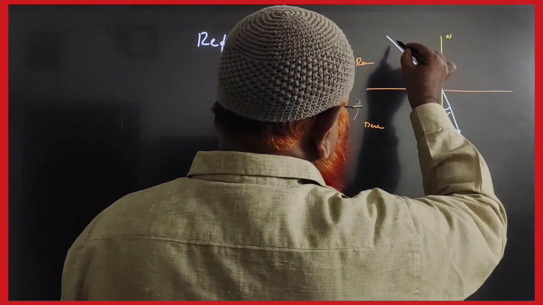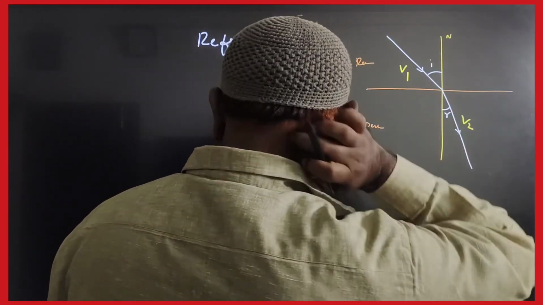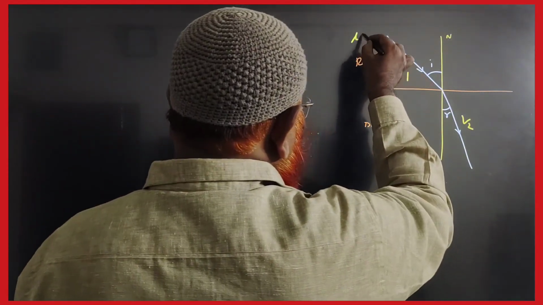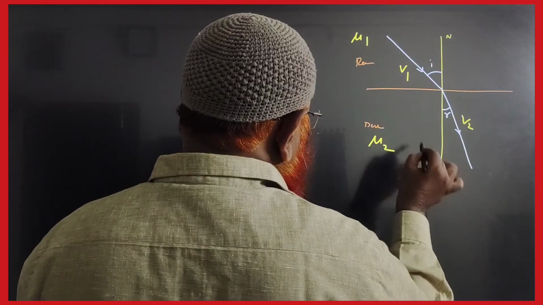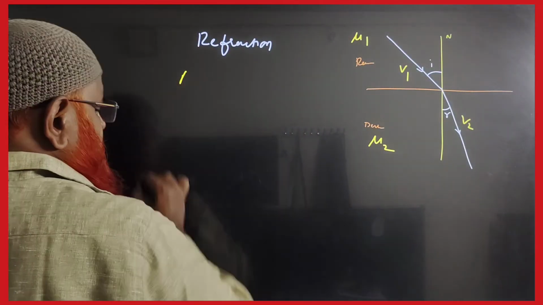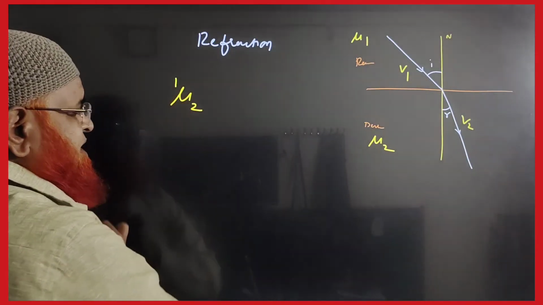So velocity of light in air, the rarer medium, is taken as v1. Velocity of light in the denser medium is taken as v2. So refractive index of the rarer medium is taken as mu1. Refractive index of the denser medium is taken as mu2. So here, what is Snell's law? Let us see here now. Refractive index of second medium with respect to first medium.